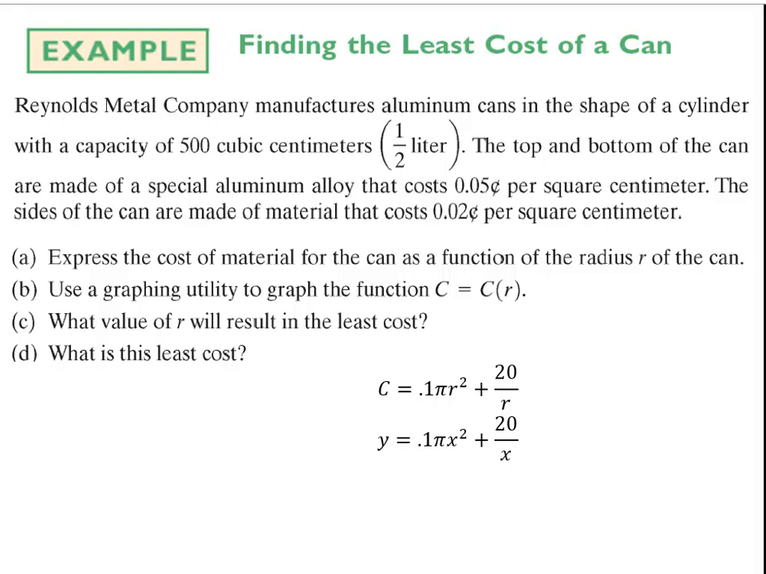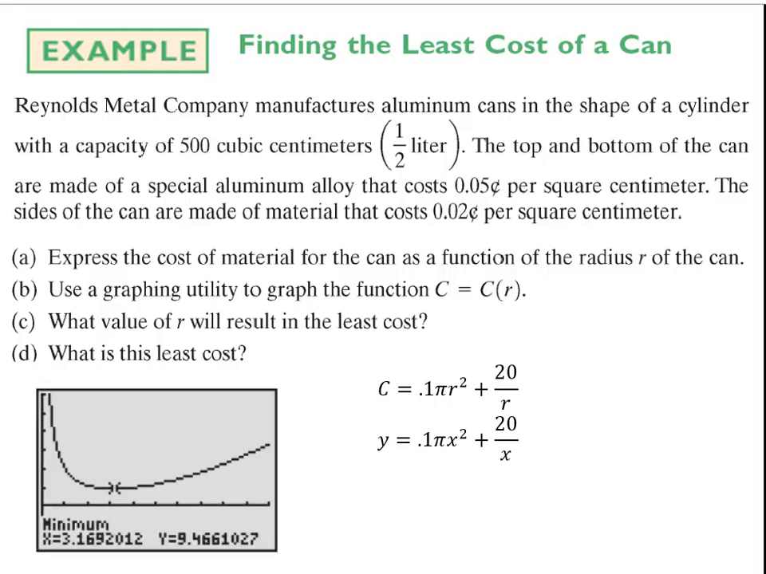So I did it on the graphing calculator and did a screenshot, and I found the minimum value. So here's the minimum value. This is telling me that the x's are the radius. So if my radius is 3.17 centimeters, and remember the y values on this graph are cost, then my minimum cost will be 9.46. So if my radius is 3.17 centimeters, then my minimum cost will be 9.47 if I round.